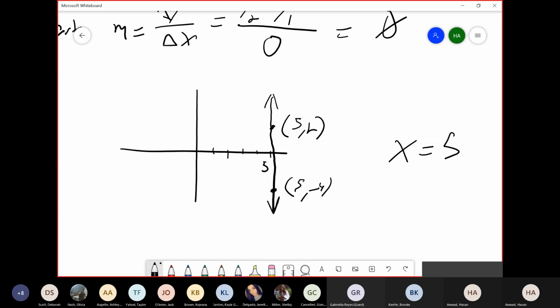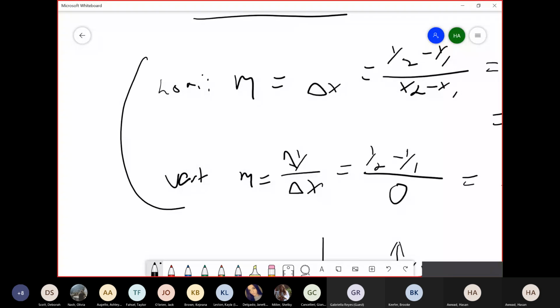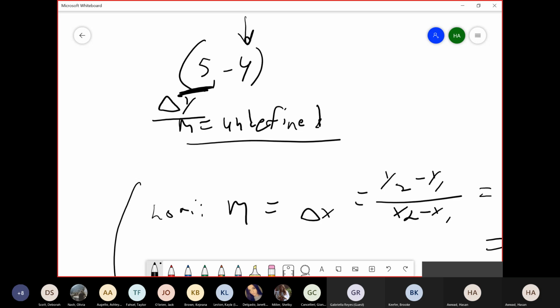Yeah, so you don't need to show me this, for example. I only did this because I wanted to illustrate and recap what we did during the video. But as long as you just said, m is undefined, so because m is undefined, this is a vertical line, x is equal to 5, that's it. Okay, thank you. Yep.